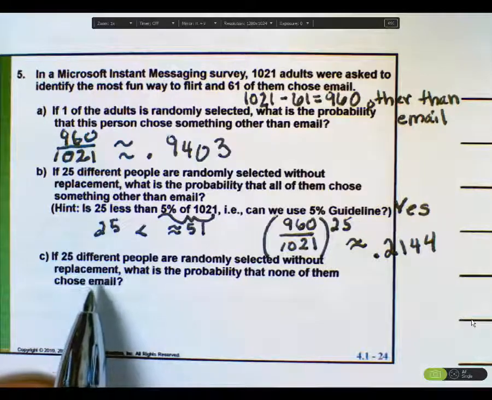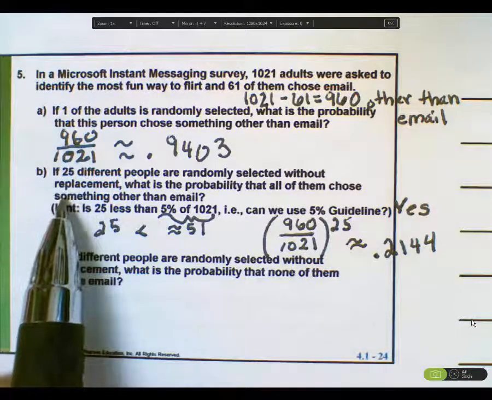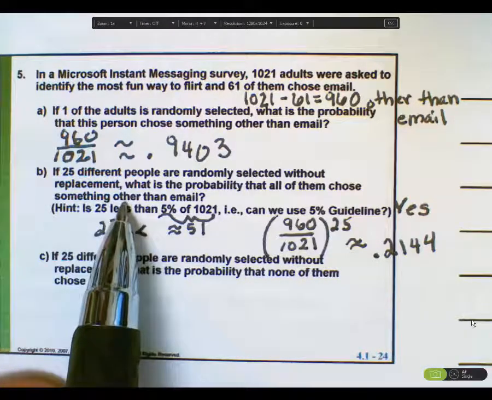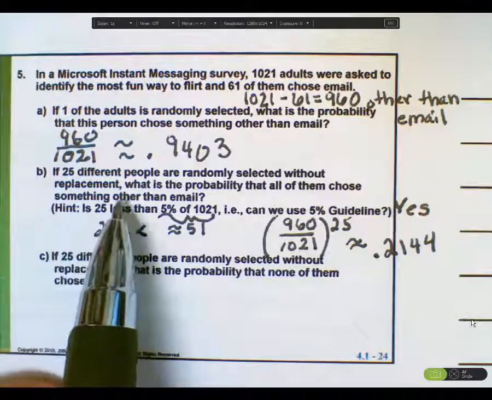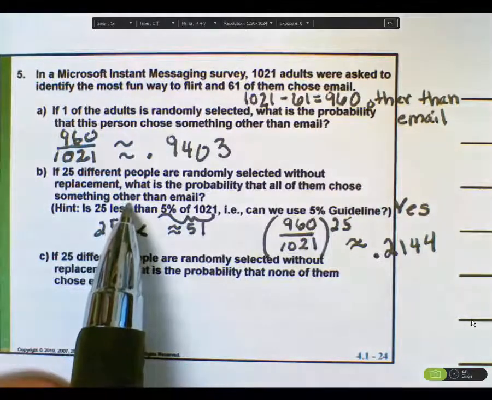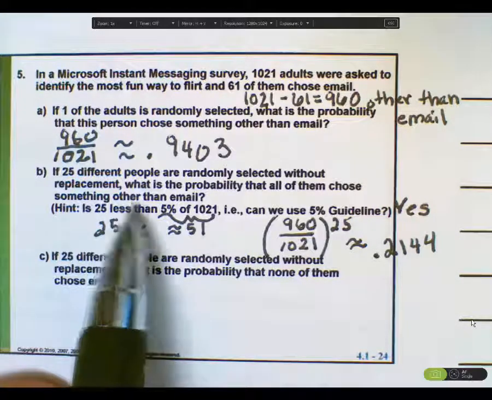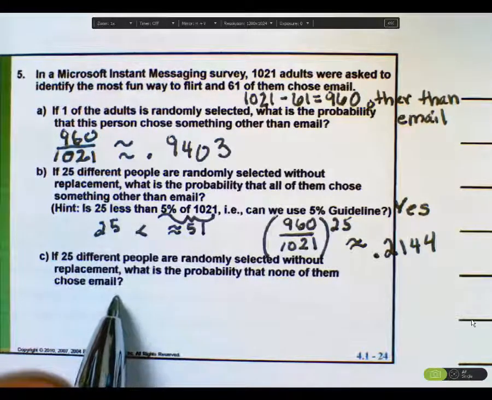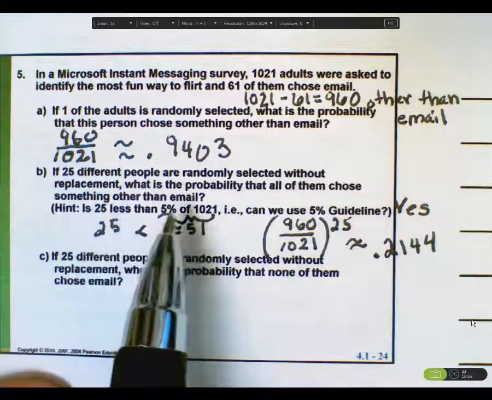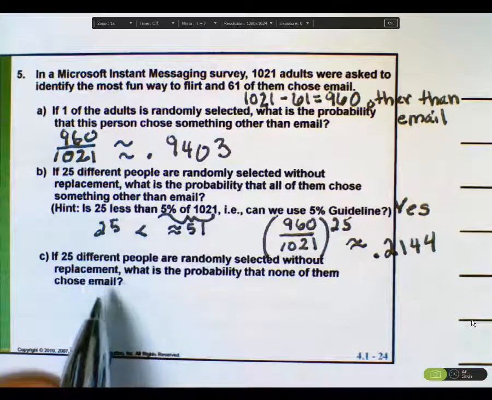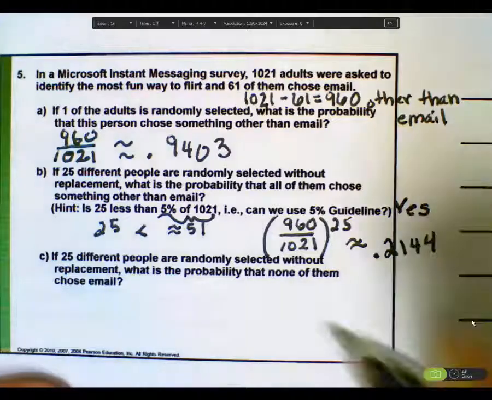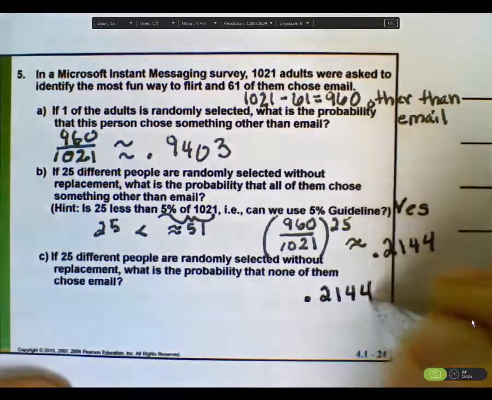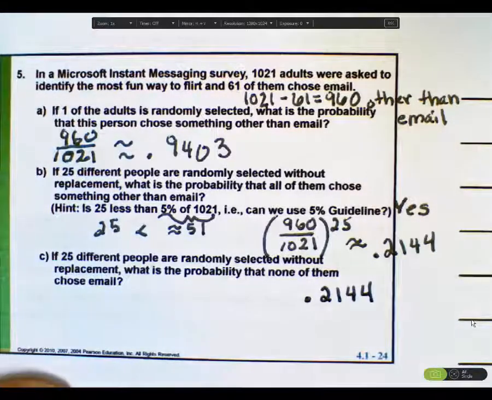Well, think about what B part was asking here. What's the probability that all of them chose something other than email? If they chose something other than email, what did they not choose? They didn't choose email. Really, the B and the C parts are asking the same question. All chose something other than email means the same thing as none of them chose email. So that's two different ways of asking the same question. And of course, both of those answers are the same.